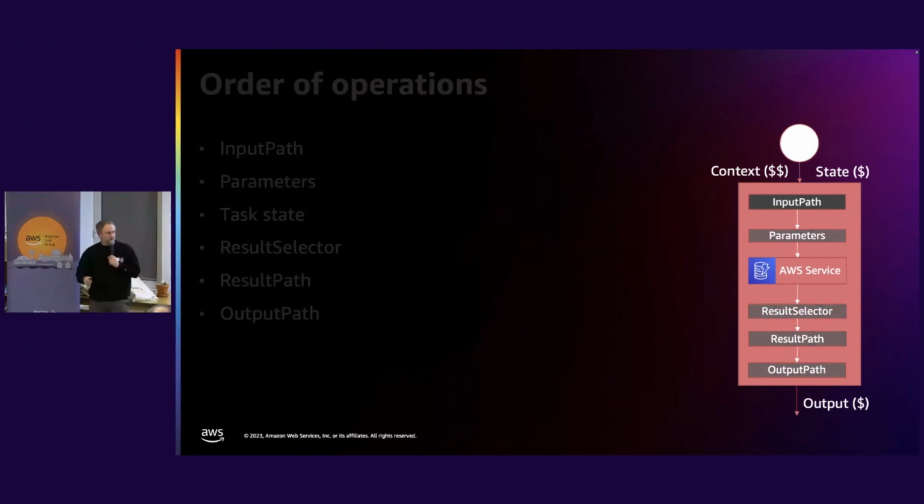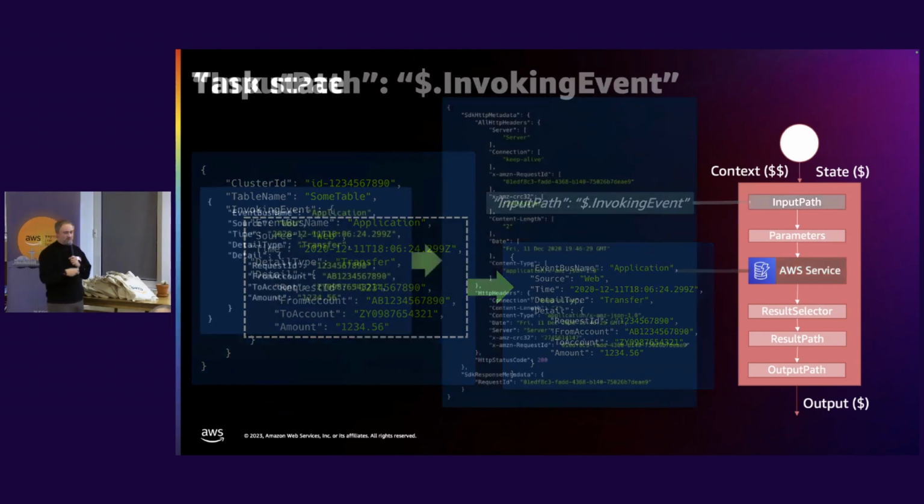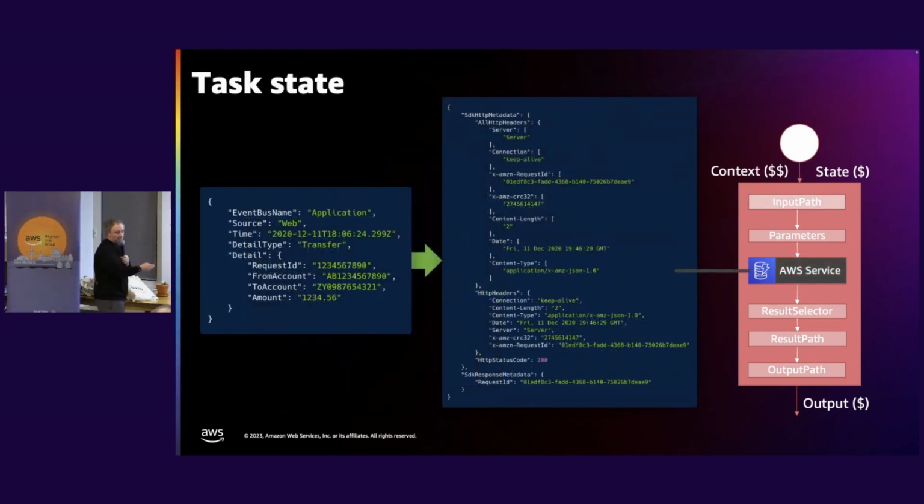This is what I mean. So if I want to access the input object, I use this $ sign, and I can grab invoke an event by doing $.invoke an event. So that grabs this box here, which means I now reduce the data that's passed on to the next step, which is to call my AWS service, which is DynamoDB. Sorry, that's not the next step. It's the same step, but this is a kind of event within the step.